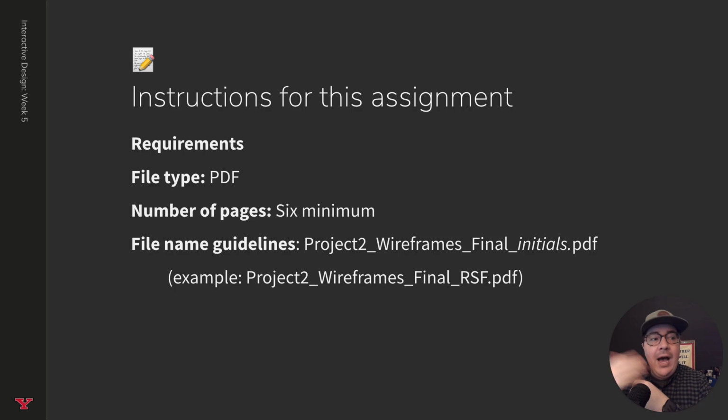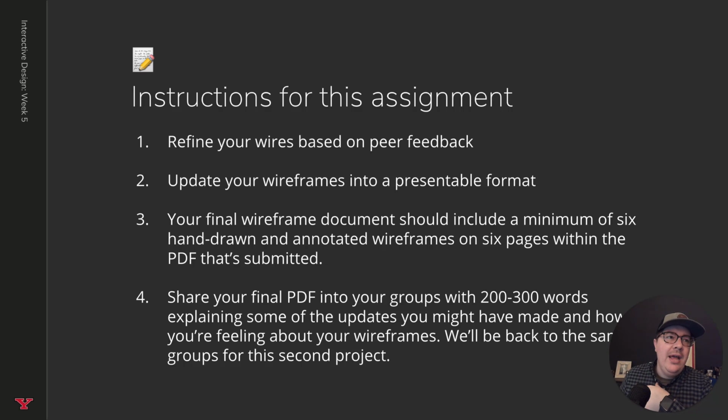The final file name guidelines, similar to what we've been doing before, project2_wireframes_final, and your initials there, .pdf. All right, and as far as the instruction goes, refine your wires based on your peer feedback. Update your wires into that presentable format that we showed in the examples tonight. Every one of them had the same type of quality layout that could be handed off and presented, so great examples there as we looked at tonight. Your final wireframe document should include a minimum of those 6 hand-drawn annotated wireframes on 6 pages within your PDF. And share that final PDF along with 200 to 300 words within your groups, explaining why you might have made some of your decisions and how you're feeling about your final wireframes.